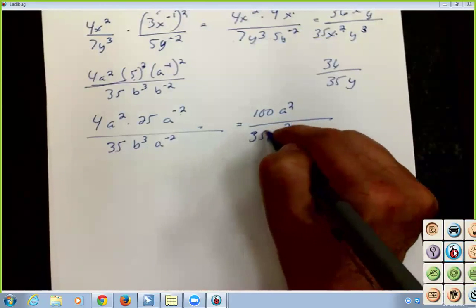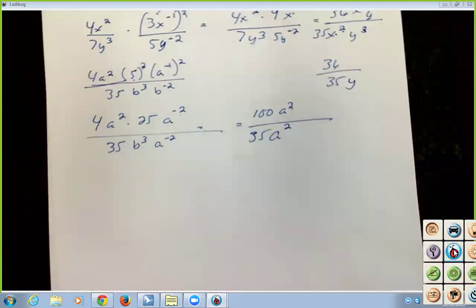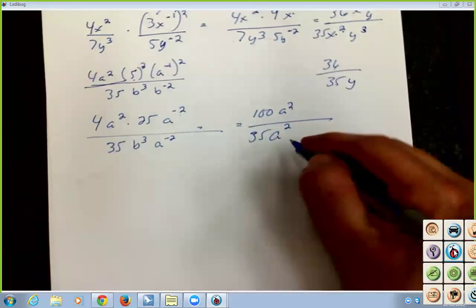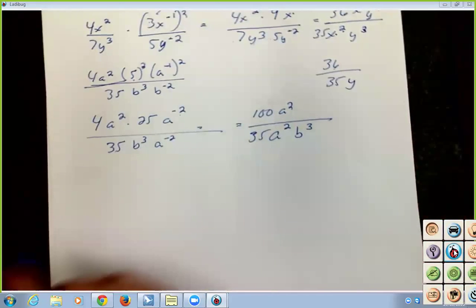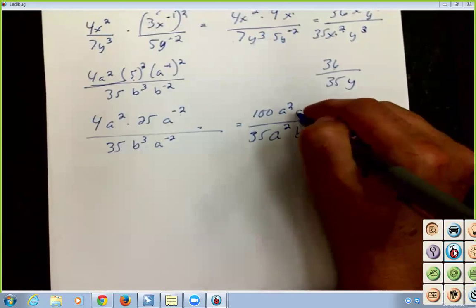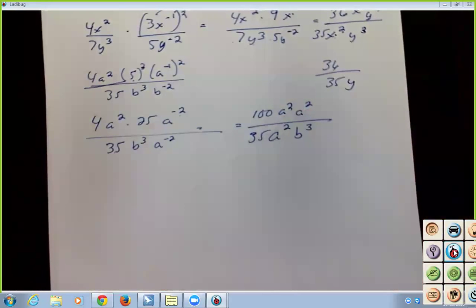35 stays. So I'm just kind of going through and looking at each individual one. So I'm picking out each piece and seeing where it goes. So b cubed stays on the bottom. A to the negative second comes up on top. Okay? So just get that adjustment made so that you move stuff from one spot to the other.